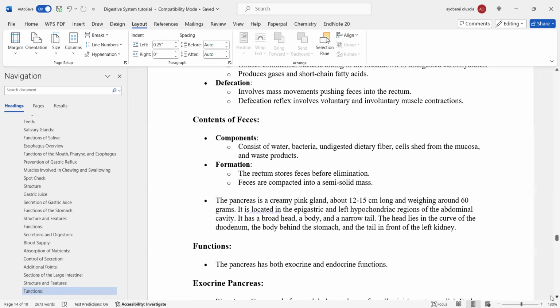Now, formation. The rectum stores feces before elimination, and feces are compacted into a semi-solid mass. It's not supposed to be watery.